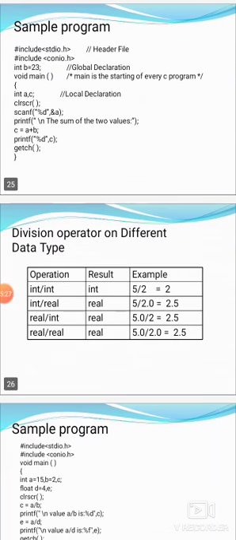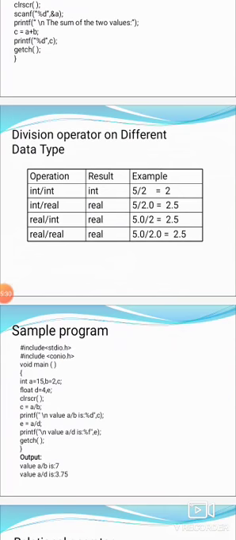Then the division operator. When we perform the division operator with different data types, what happens? That is what is given in this table. When the division operation is done between integer and integer, the result is integer. An example is given here. When the operation is done between integer and real, the output is real. For real and integer, it is real. And finally, when you perform it on real and real, the output is also real. An example for these is given in the last part.